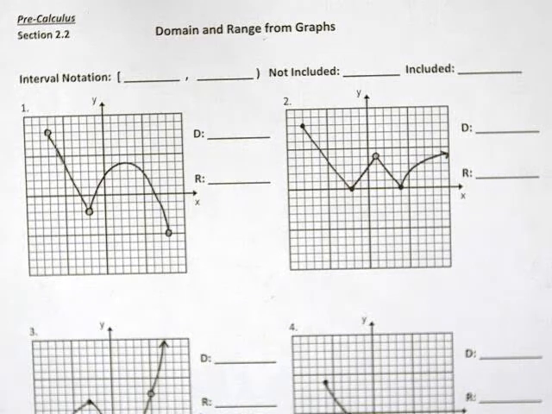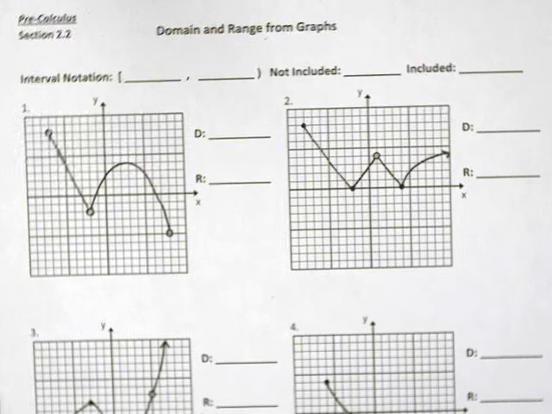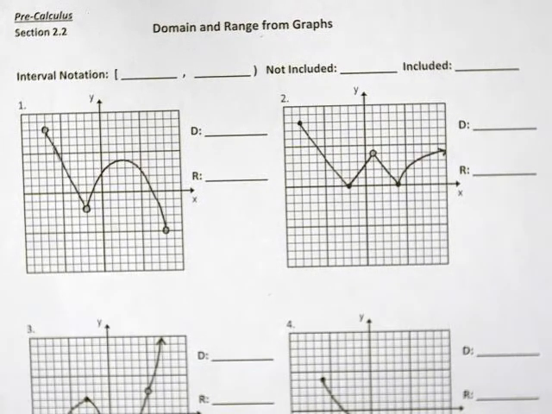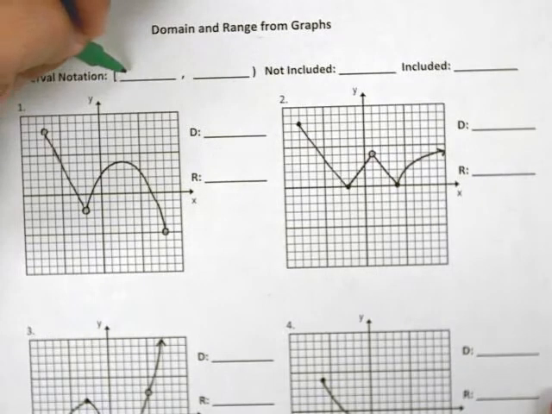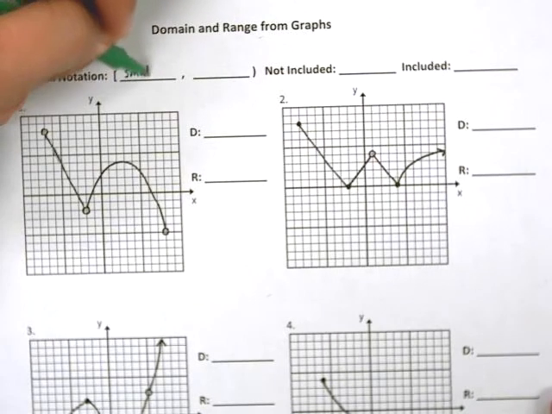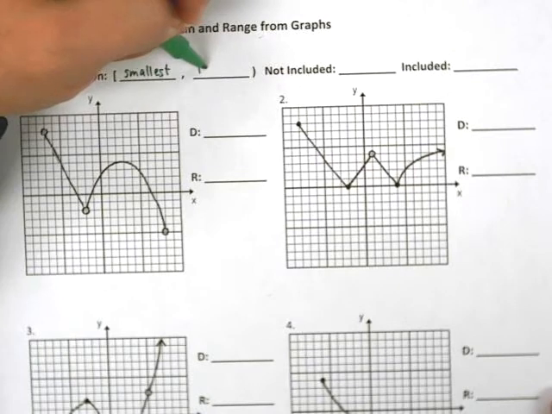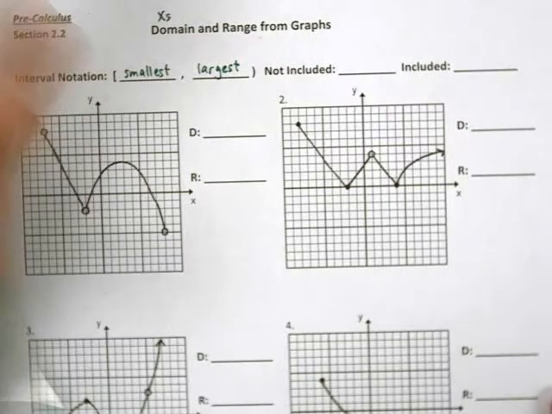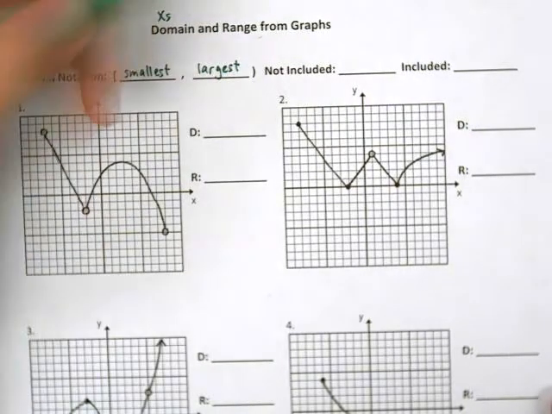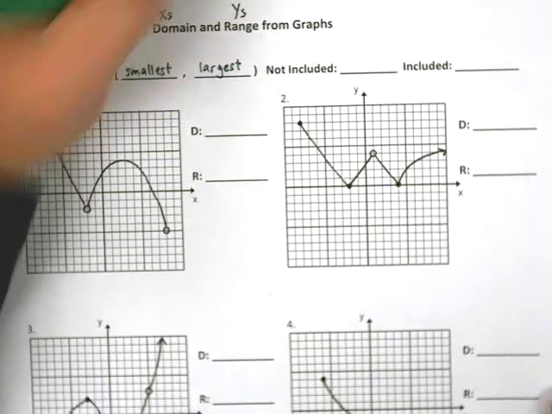Class, welcome back. Day 2 on domain and range and information off of graphs. So here we go. Before we completely start, I want to remind everyone what we're looking for just at the top. When we talk about interval notation, we're looking to go from the smallest value to the largest value. And what do I mean by that? Well, if I'm talking domain, I'm talking x's, so the smallest x to the largest x. And if I'm talking range, it's all about the y's.